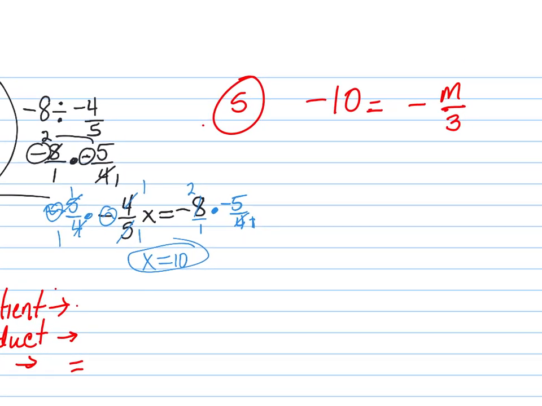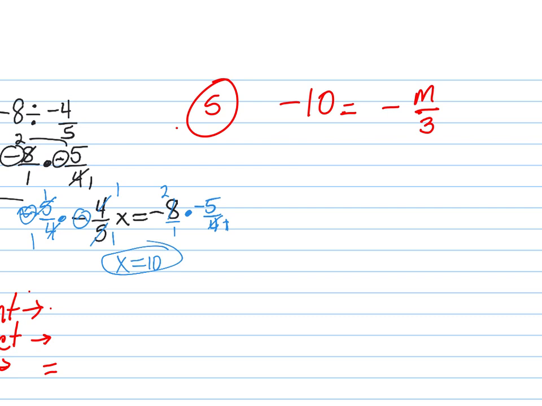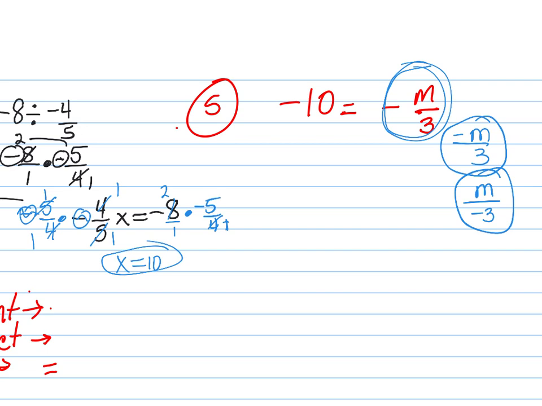Look at number 5. It says negative 10 equals negative m over 3. Do you guys want to know how many negatives are there here? How many? Right here, the one I have circled. Oh, 1. If I write it like this, how many negatives are there? 1. Is that the same thing? Yes. What if I write it like this? How many negatives do you see? Is it the same thing?